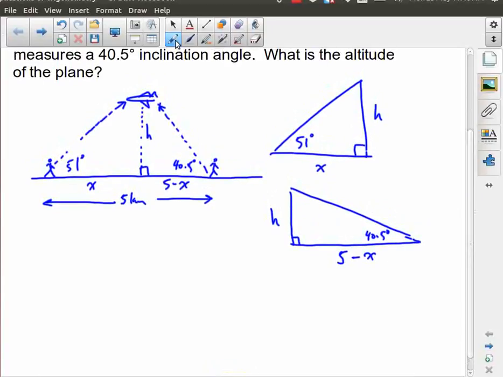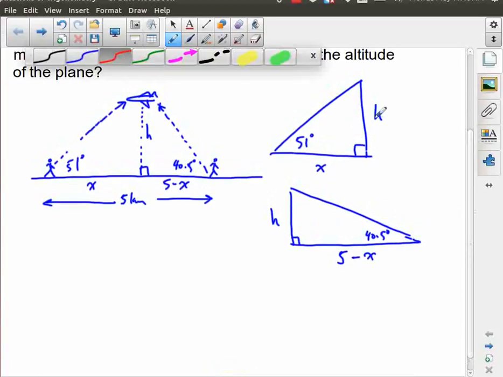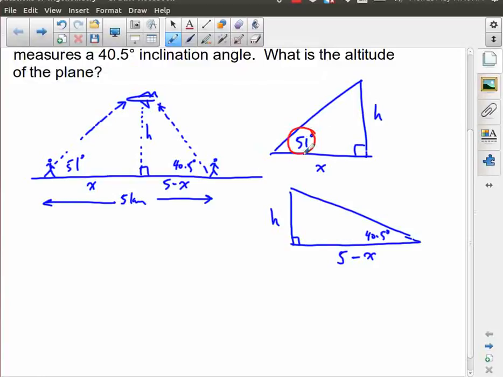So now let's go ahead and label these triangles. For this triangle, my angle of interest is 51 degrees. So there is the hypotenuse. This is the opposite side. This is the adjacent side. So I'll work with this red notation first. I'm interested in h and x. That's the opposite and the adjacent. So that's going to give me tan. So the tan of 51 degrees is equal to h divided by x.